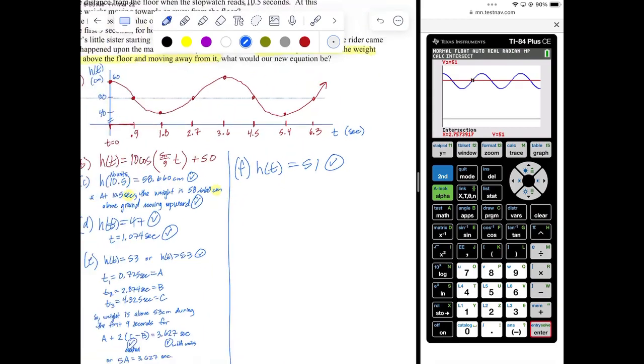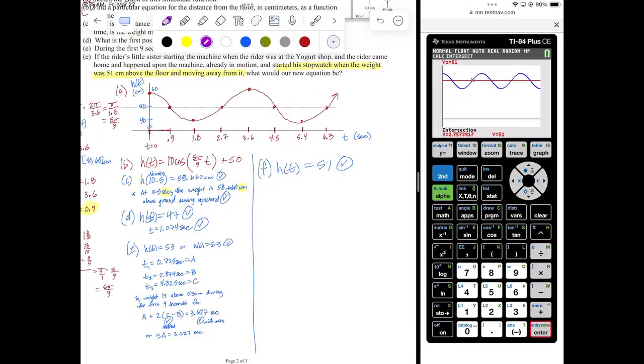So my new equation is going to take the original equation. I'll call it capital H of t. It's still going to be 10. It's still going to be cosine. It's still going to be 5 pi ninths. But now it's going to be t plus or minus the number 2.757. And then it's going to be plus 50.